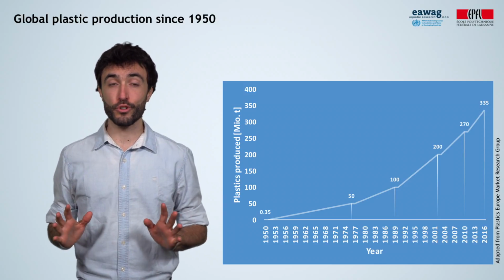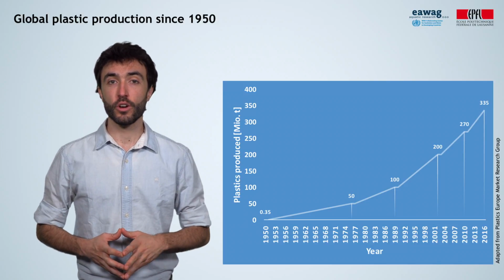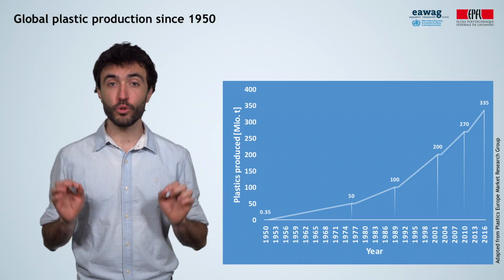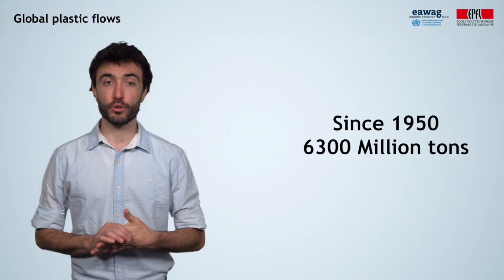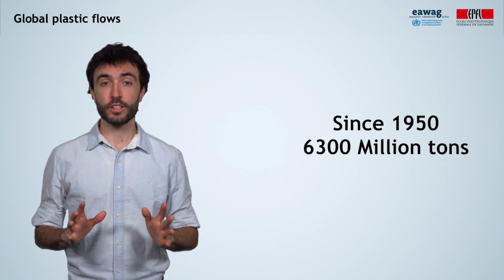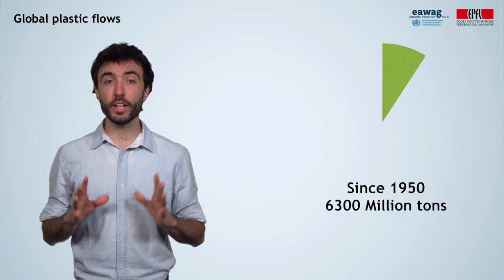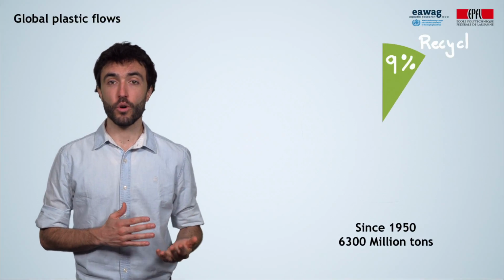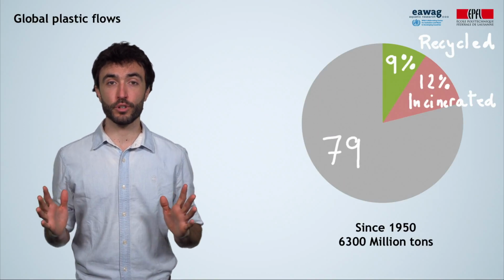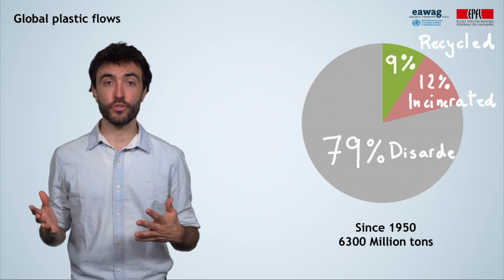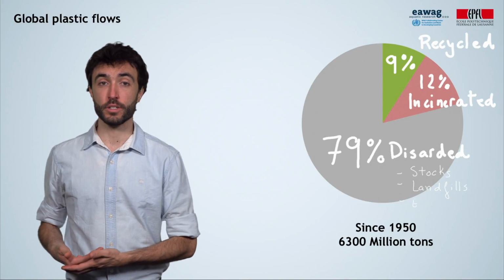We are currently producing more than 340 million tons of plastics per year, which is around half of the global wheat production. Since the 1950s, we have produced around 6,300 million tons of plastics. Only 9% of this has been recycled, while 12% has been incinerated. The remaining 79% has been discarded, and therefore it is accumulated in stocks, landfills, and in the environment.